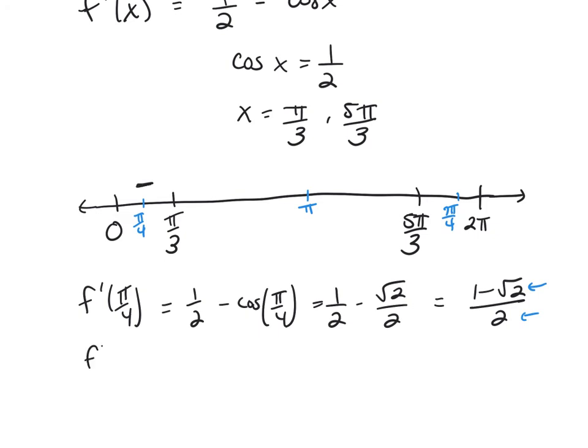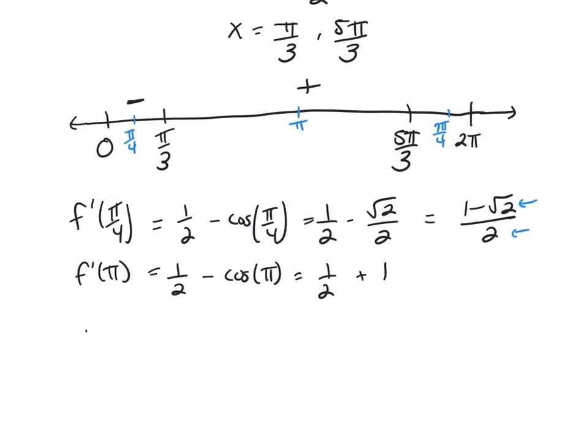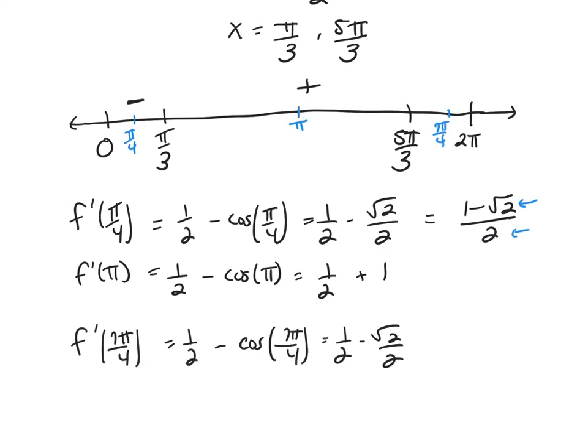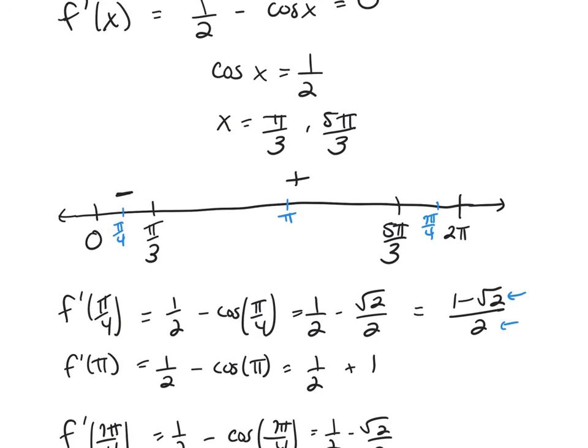If I plug in pi, I get 1/2 minus cosine pi. Cosine of pi is -1, so it'll become a positive 1, and that is positive. Last one we need to plug in, 7 pi over 4. 1/2 minus cosine of 7 pi over 4. 1/2 minus square root of 2 over 2. It's the same as what you got for pi over 4. So this will have a negative here.